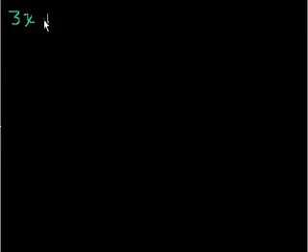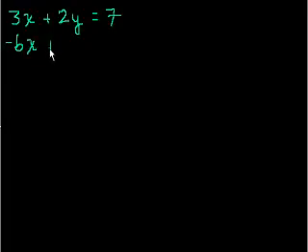3x plus 2y is equal to 7. And then you might have minus 6x plus 6y is equal to, I need to do this in my head just to make sure that I get numbers that work out well. Equal to 6. I think this will work out well.